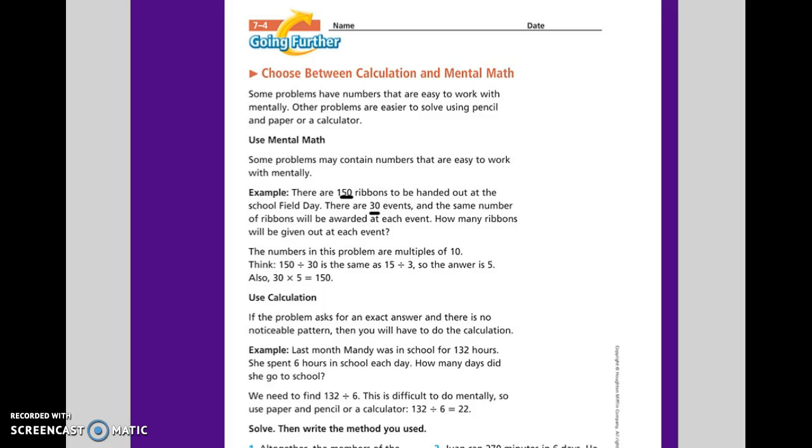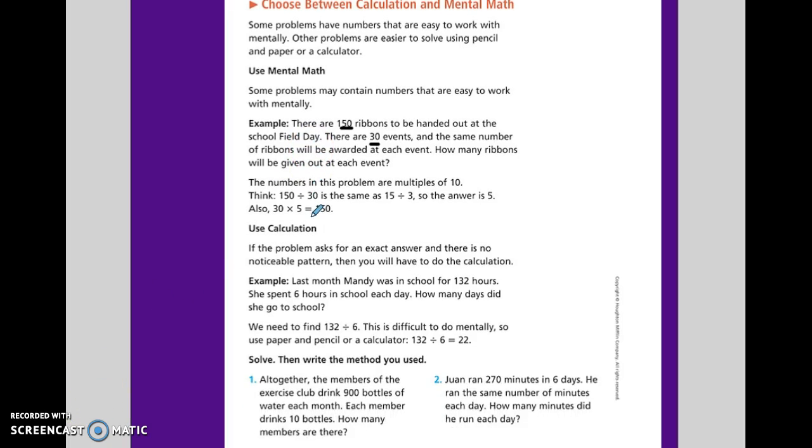Lastly, we're going to look at being able to choose between using calculations and using mental math. So we're going to talk through this, and then we're going to go through a couple scenarios and decide if it's a mental math type of problem or a problem that I'd want to use a calculation for. So it says, some problems have numbers that are easy to work with mentally. Other problems are easy to solve using pencil and paper or a calculator. So first, mental math. First thing we want to do is look at whether the numbers are easy to work with mentally.